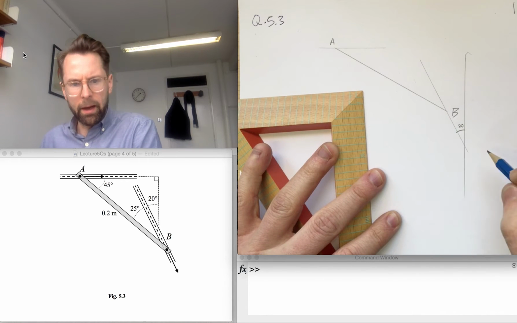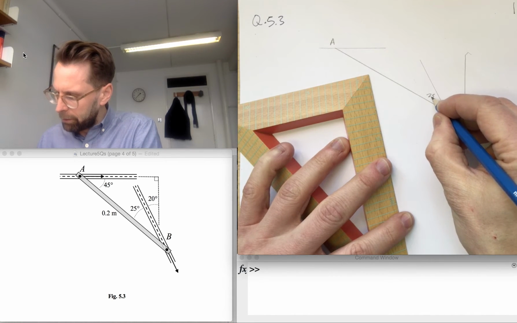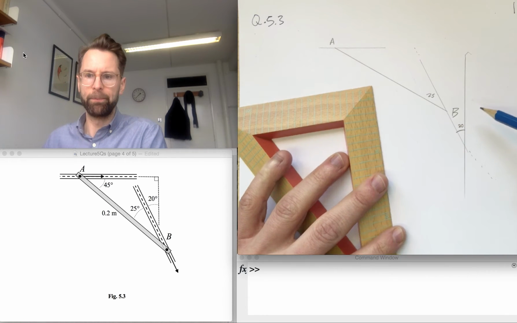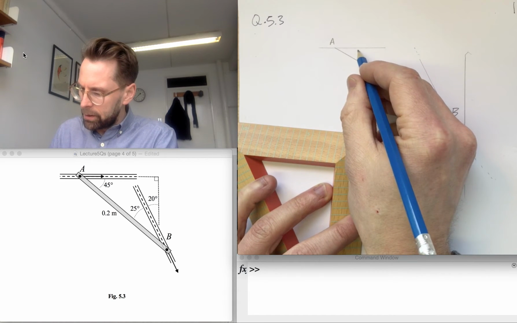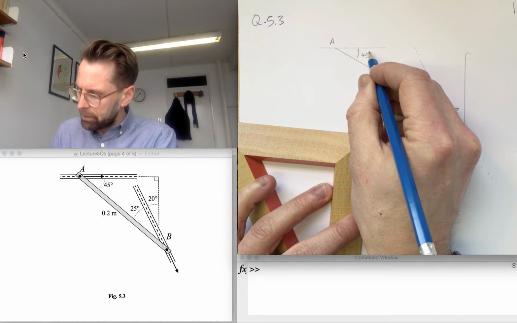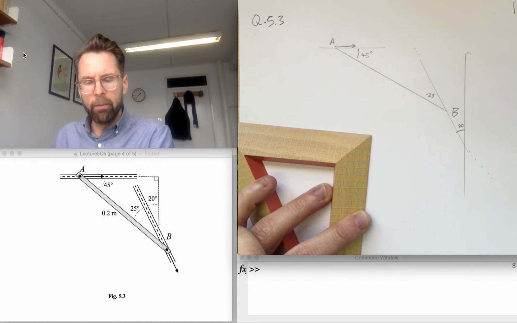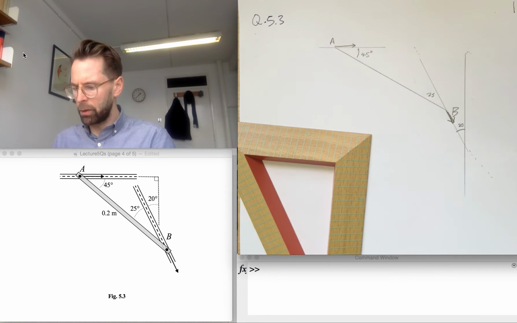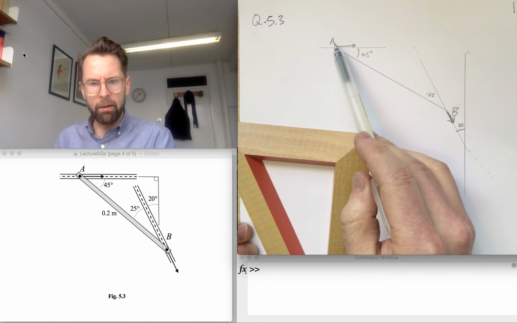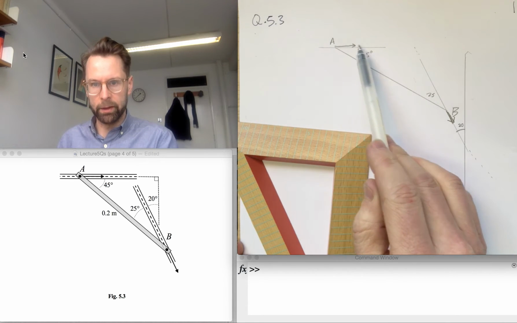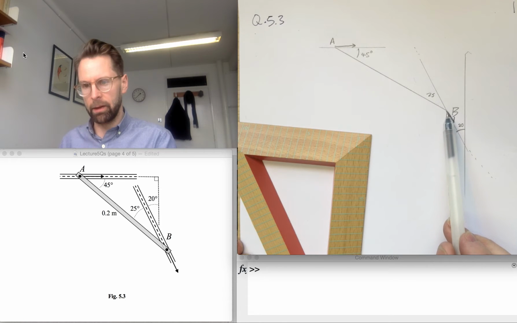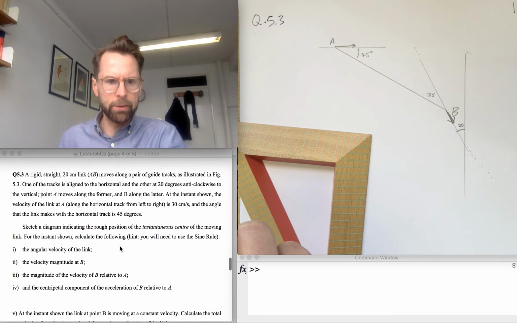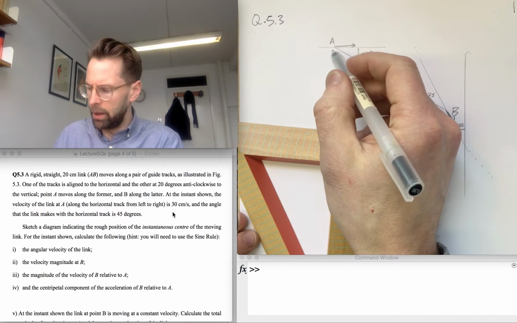20 degrees, and this angle is 25. That's the guide. And this angle here is 45 degrees. So that's the direction of the motion at A, and that's the direction of motion at B. So the velocities and accelerations of A will be along this direction, and the velocities and accelerations of B will be along this direction.